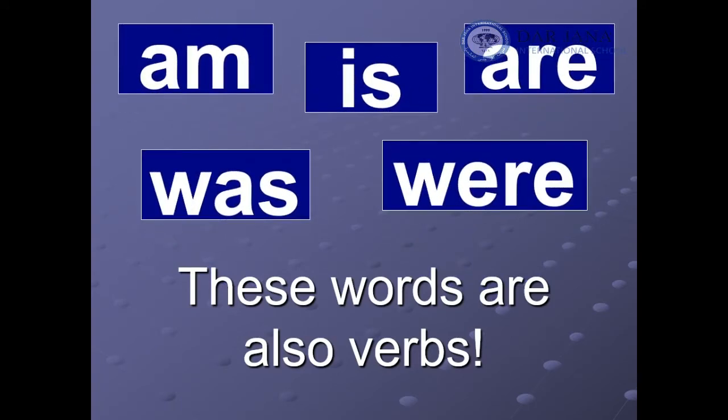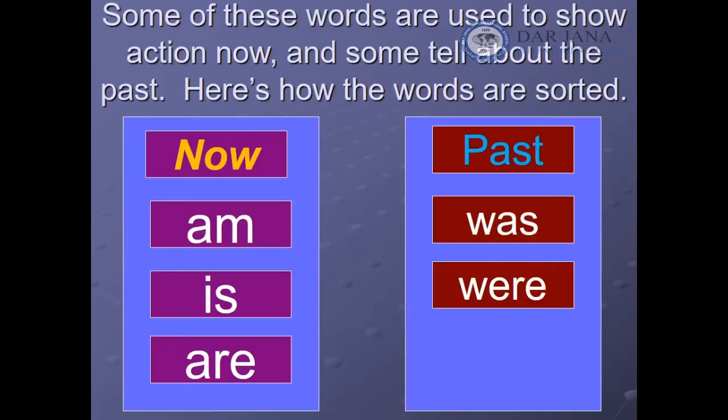Now for something new. Am, is, are, was, and were. Now these words are also verbs. Let's take a look. Some of these words are used to show action now, and some tell about the past. Here's how the words are sorted. When we're talking about now, we use am, is, are.